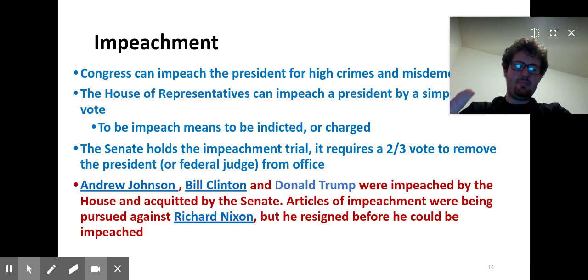Andrew Johnson, Bill Clinton, and Donald Trump were all formally impeached by the House of Representatives. They were not convicted by the Senate, and they were not removed from office. Just for the sake of argument, Richard Nixon was not technically impeached. He resigned from office before he could officially be impeached, though we kind of count him amongst the disgraced few who have been impeached.